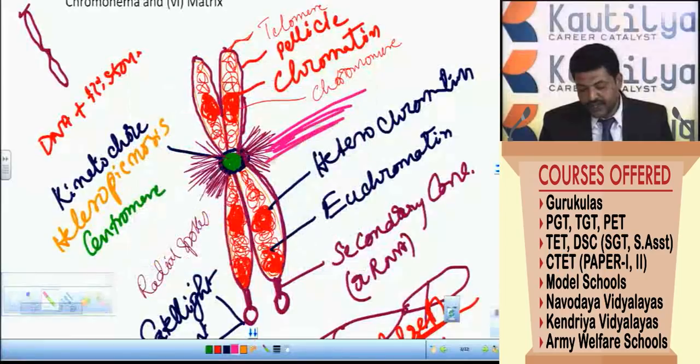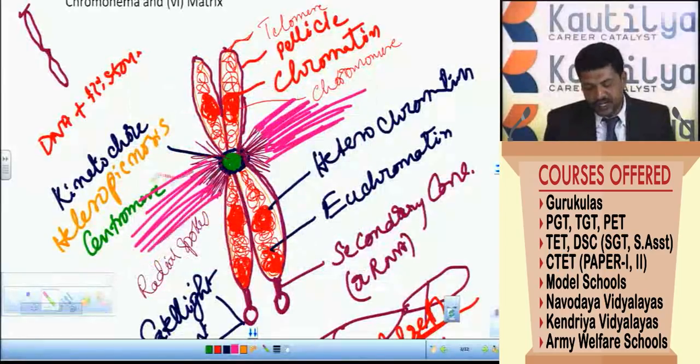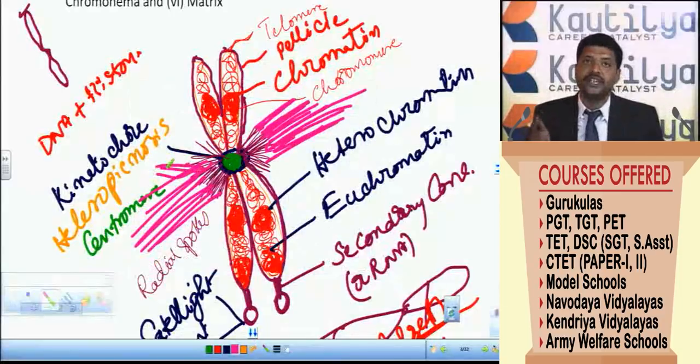These are the spindle fibers, they attach to the chromosomes. Spindle fibers attach only on the centromere but not on the secondary constriction. The secondary constriction has no role in the attachment of spindle fibers. It has no role in the division of the centromere, no role in the division of chromosomes. What is a secondary constriction? A constriction apart from the primary one is called a secondary constriction.